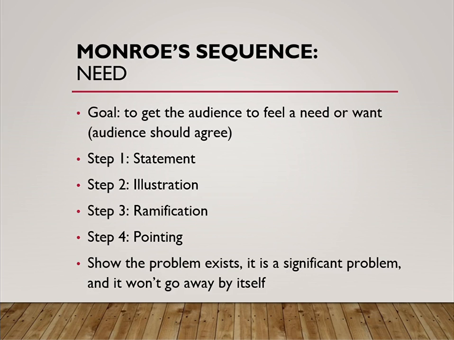The second stage in Monroe's sequence is the need, where the goal is to get the audience to feel a need or want, meaning you need to get the audience to agree with you. There are a few steps that you can do in your need stage, which are statement, illustration, ramification, and pointing. You need to show that the problem exists, it is a significant problem, and it won't go away by itself, meaning the audience needs to do something about it. But first, they need to agree with you.